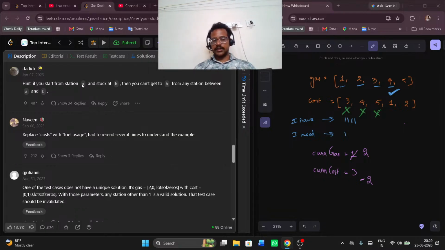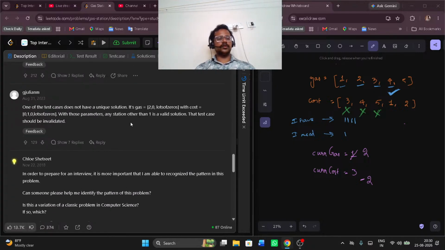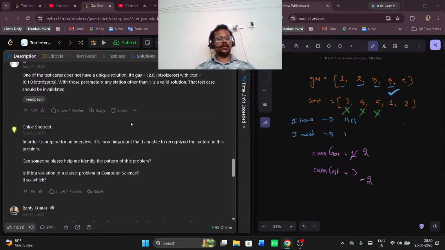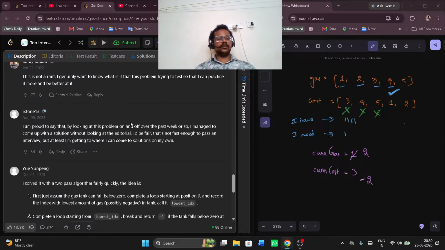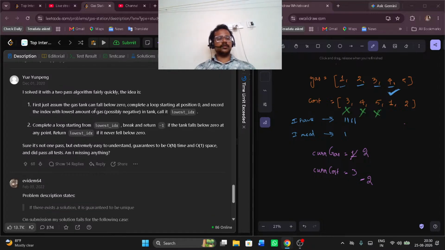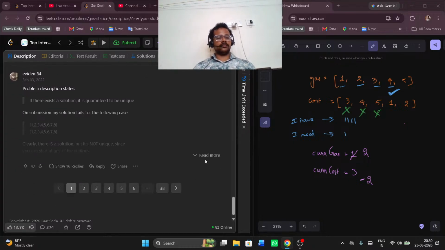If you start at station A and get stuck at B, then you cannot get to B from any station between A and B. Replace cost with fuel usage. First, just assume the gas tank can fall below 0. Complete a loop starting at position 0 and record the index with the lowest amount of gas, possibly negative, in the tank. Call it lowest index. Complete a loop starting from lowest index, break and return -1 if the tank falls below 0 at any point. Return lowest index if it never does.